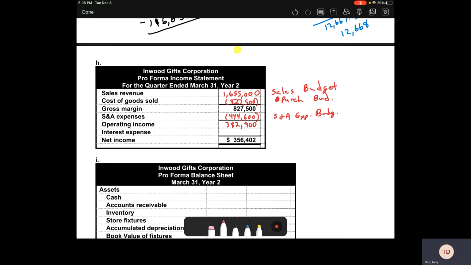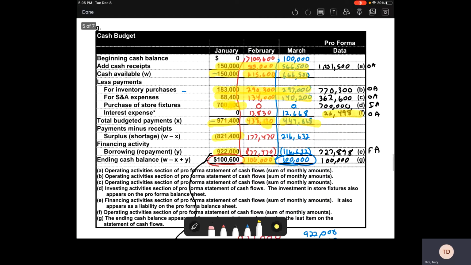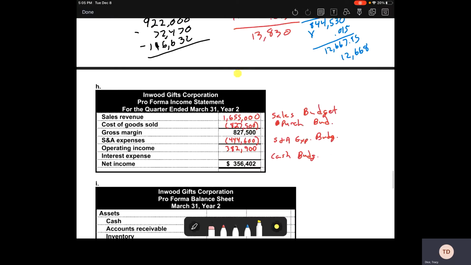We now need to find our interest expense, which comes from our cash budget. So my interest expense is going to be this operating activity of 26,498. And again, that's an expense, so we subtract it. When we do that subtraction, we end up with our net income of $356,402. So that's your pro forma income statement.